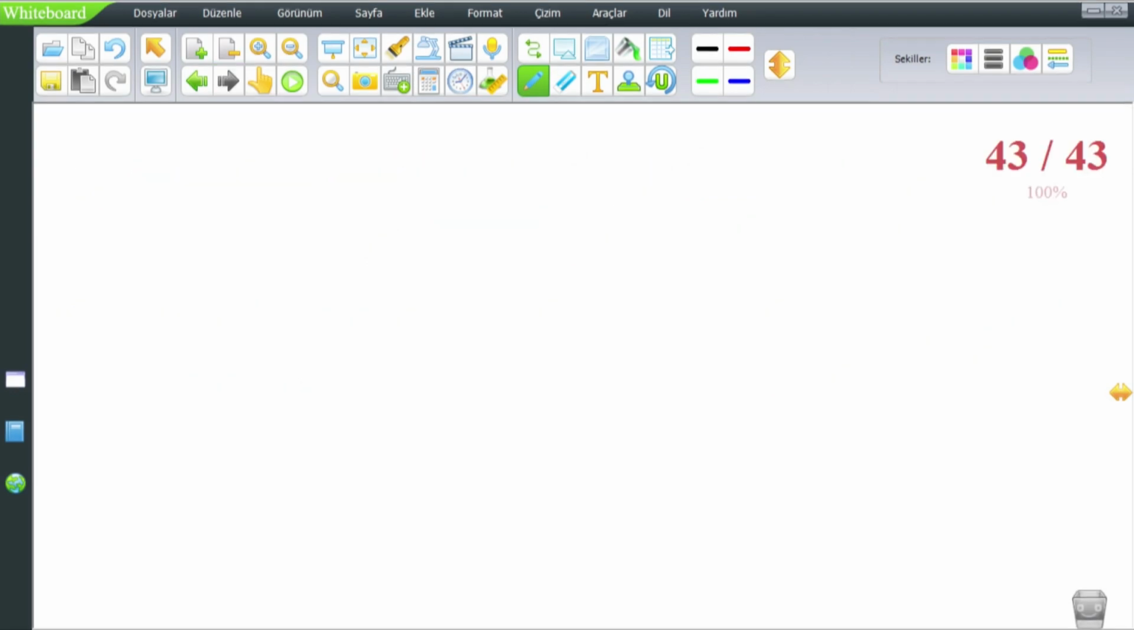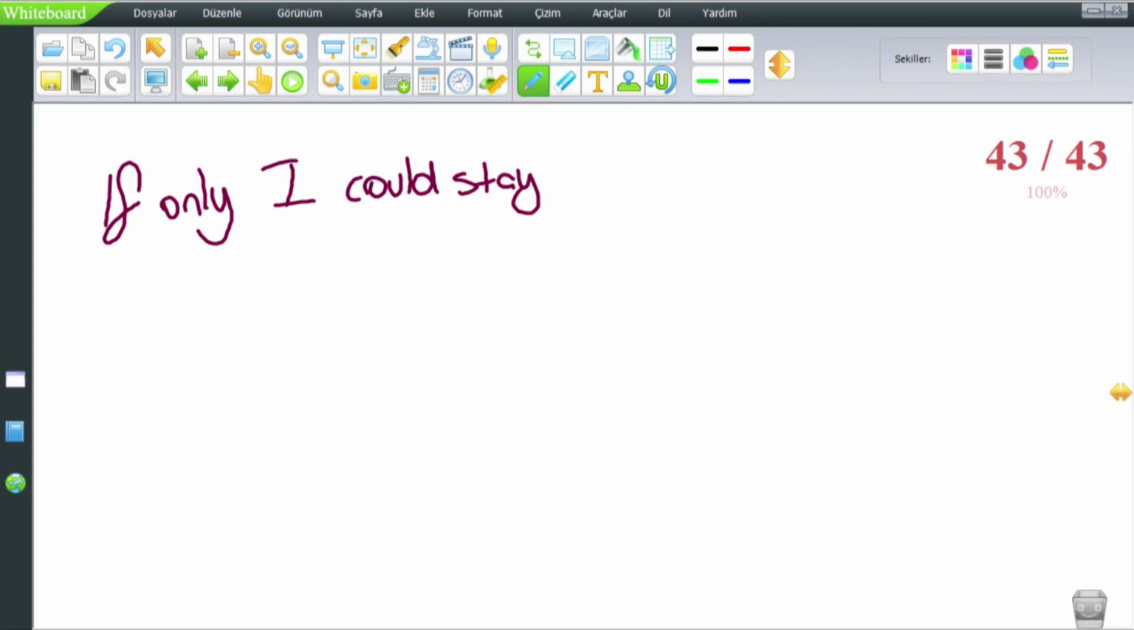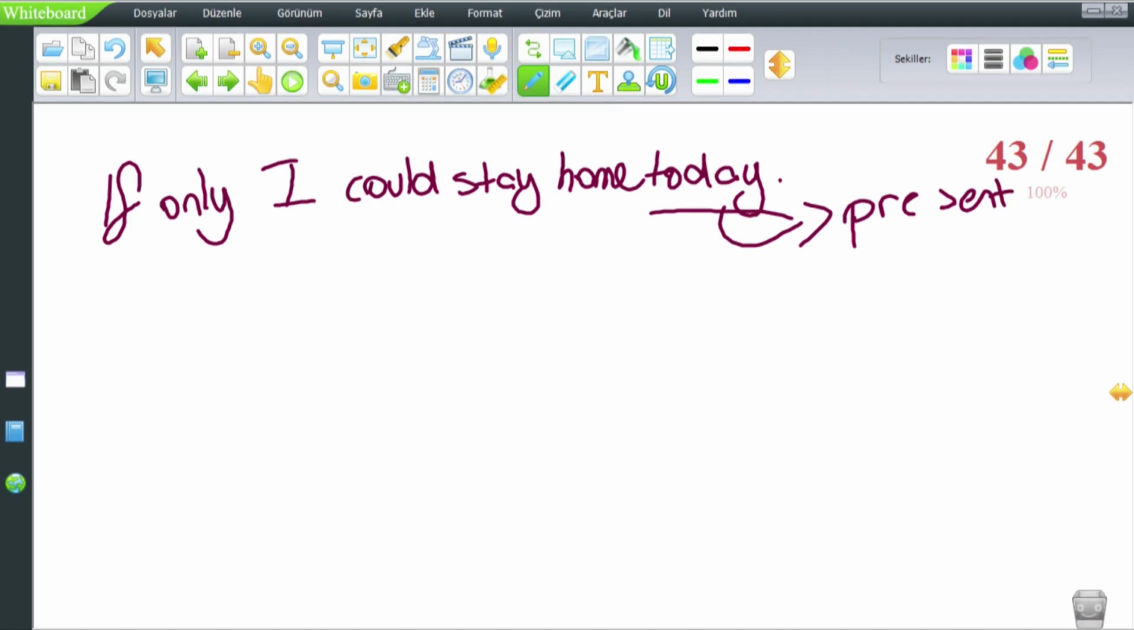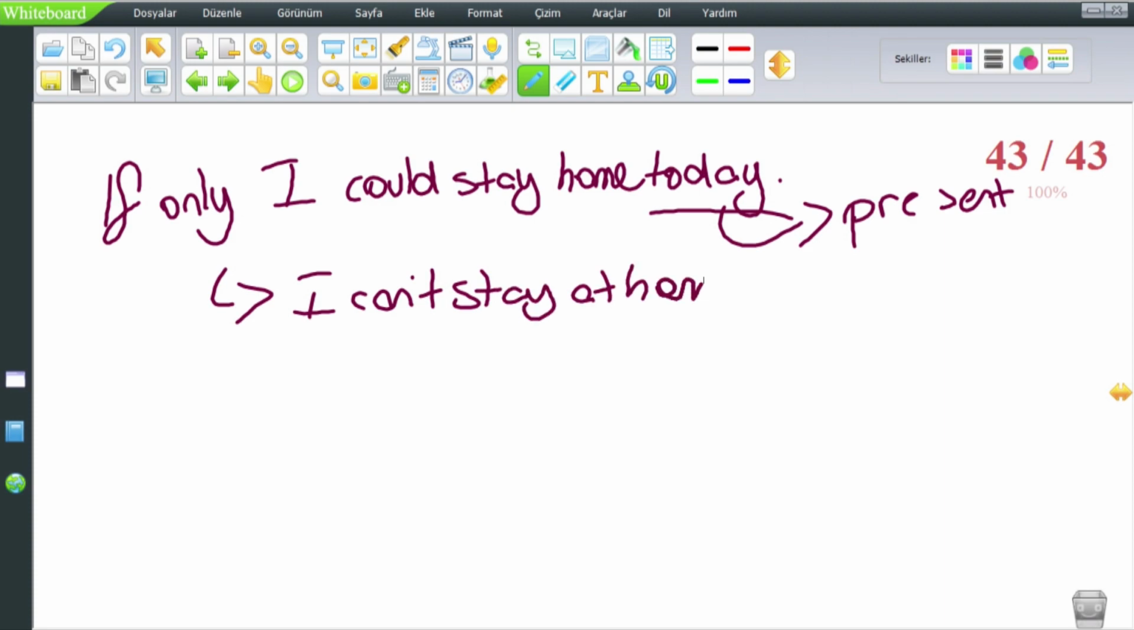If I want to use if only, the placement of if only is at the beginning of the sentence. After that, we used subject. If only I could stay home today. Again, it is a wish for present, but we can't change it. This is our wish, but it means that I can't stay at home today. The reality.